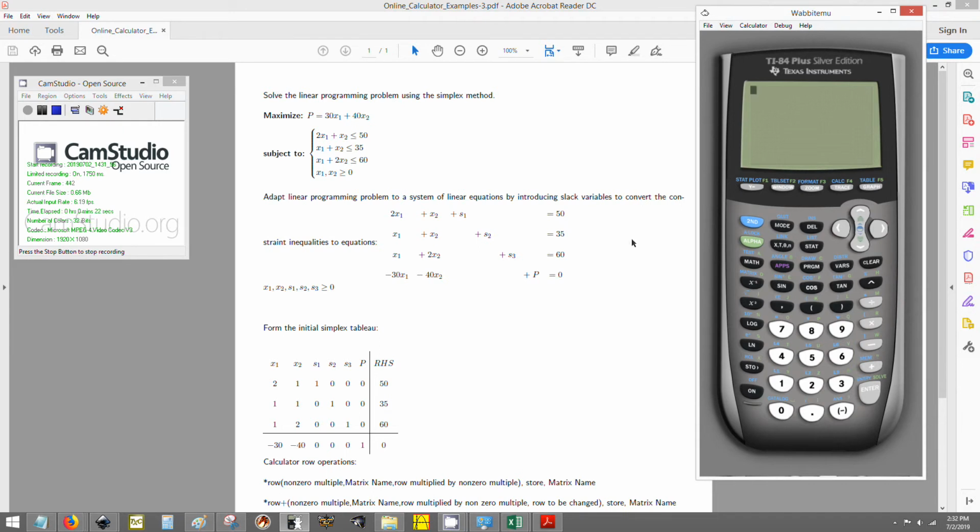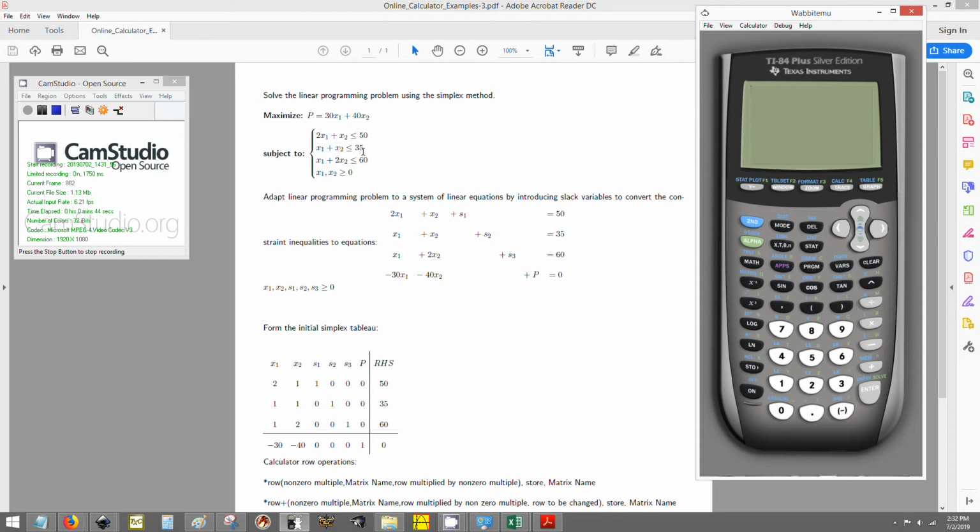And I've basically written down the things that I would think that anyone would need to write down in order to get started. But the first thing is we solve the linear programming problem using the simplex method. We want to maximize p is equal to 30x1 plus 40x2. That's the objective equation. Subject to the constraints, 2x1 plus 2x2 is less than or equal to 50.